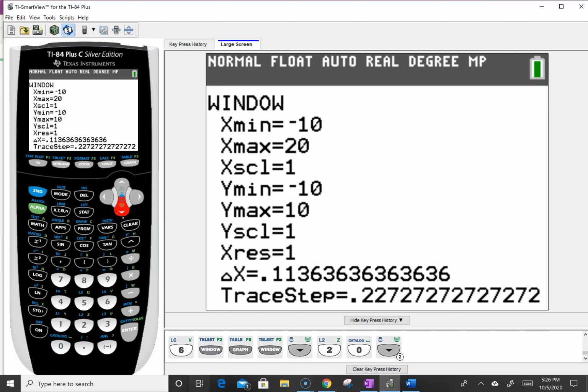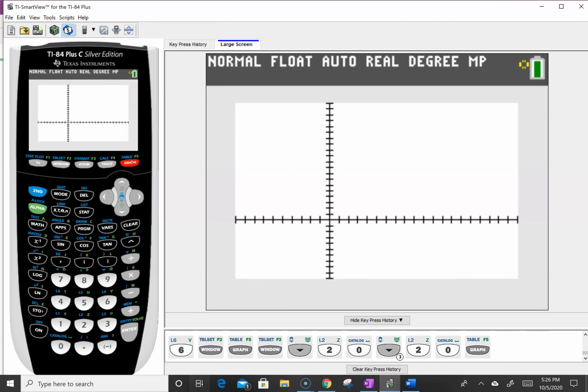The scale means they're going to count by 1. I'm not going to adjust that. The y minimum I don't want to change because I know it's not negative. Let's change the y maximum to 20. And then hit graph and see what happens. Okay, there are my two. Oh, dang, we missed it again. But it's really close. So we make it just a little bit bigger. Let's see if it works.